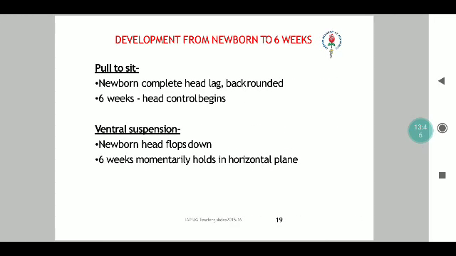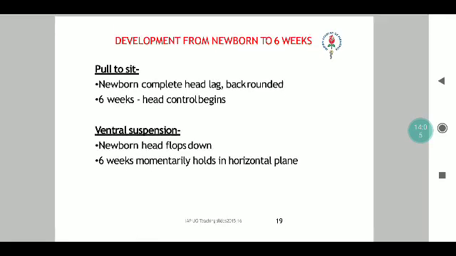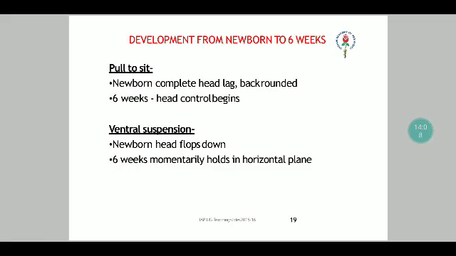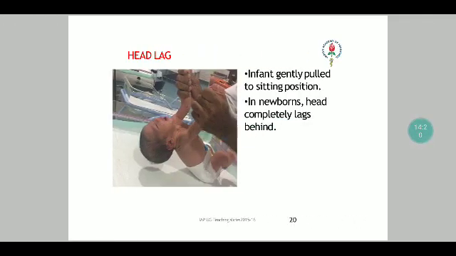Now, if we consider the development age-wise and just go in sequential order, there is something we call a pull-to-sit maneuver, and up to 6 weeks where partial head control begins. So if you attempt to make the child sit up, there will be a complete head lag. Another way of looking at it is called ventral suspension, where if you hold the neonate face down for just a split second, the head will be maintained in a horizontal plane before dipping. So there is head lag and no head control, but at the same time there is an attempt to maintain that ventral suspension.